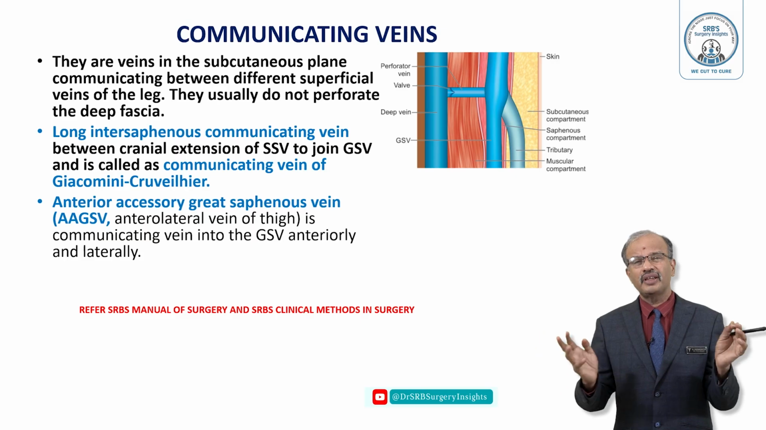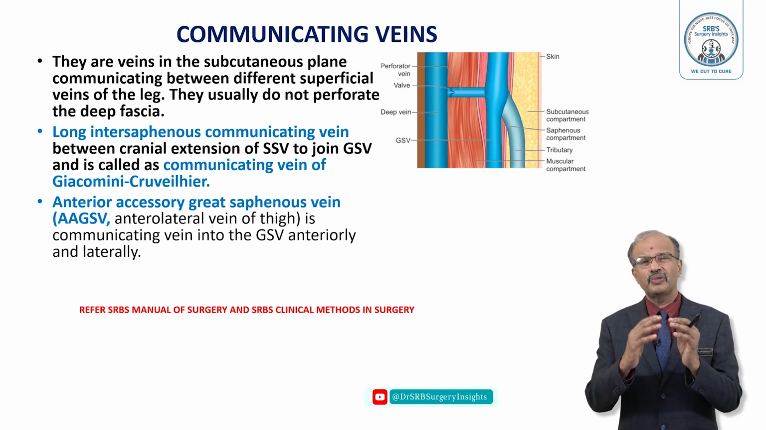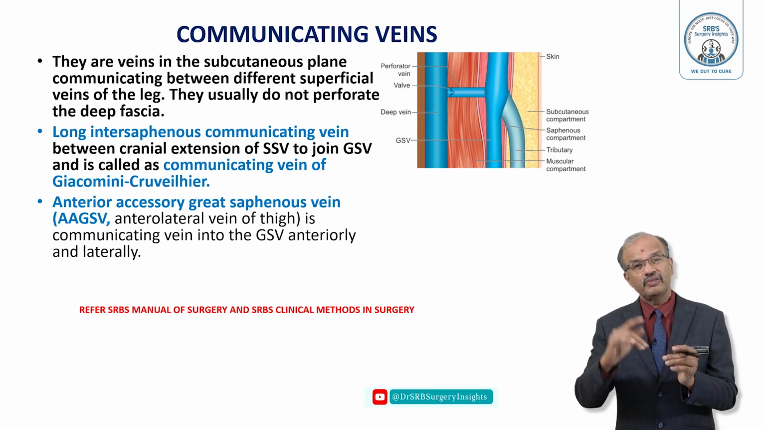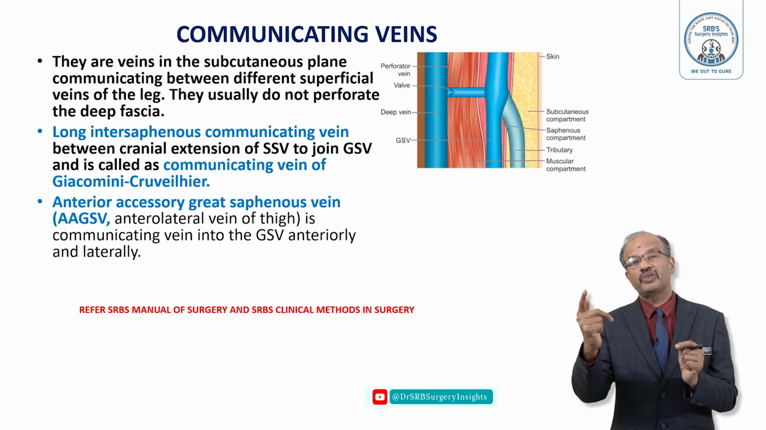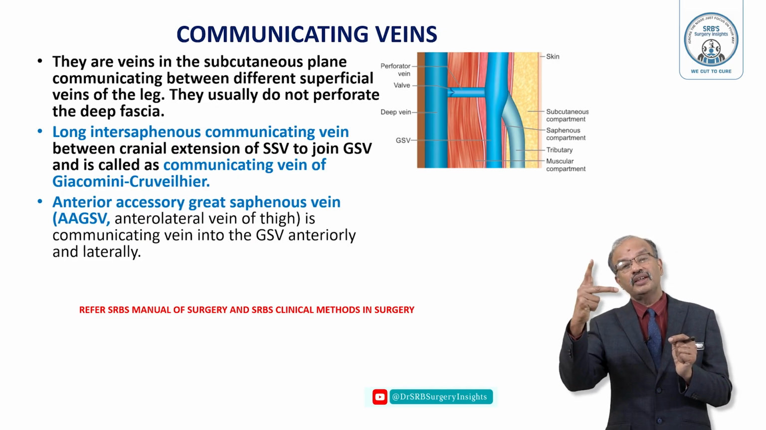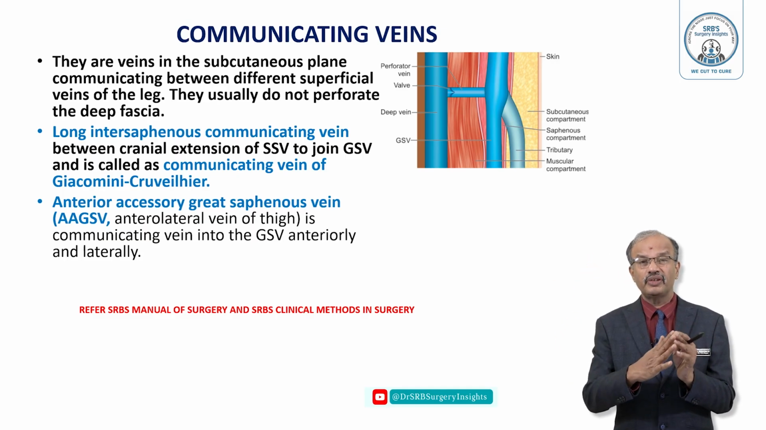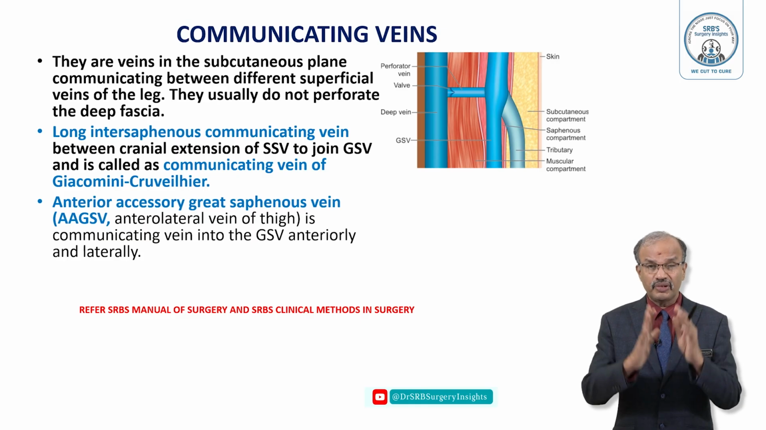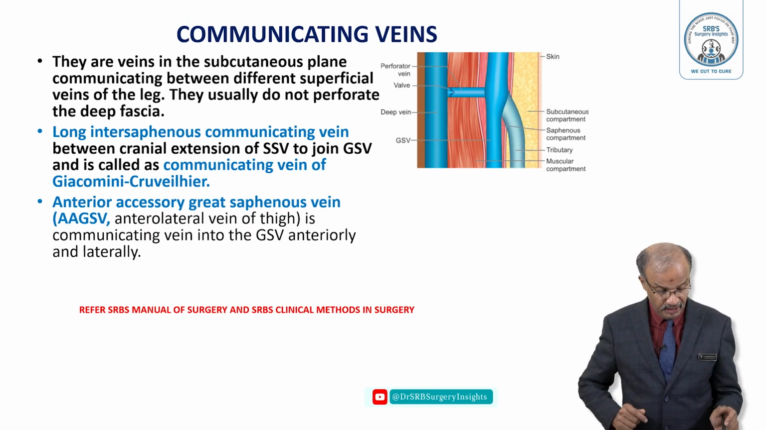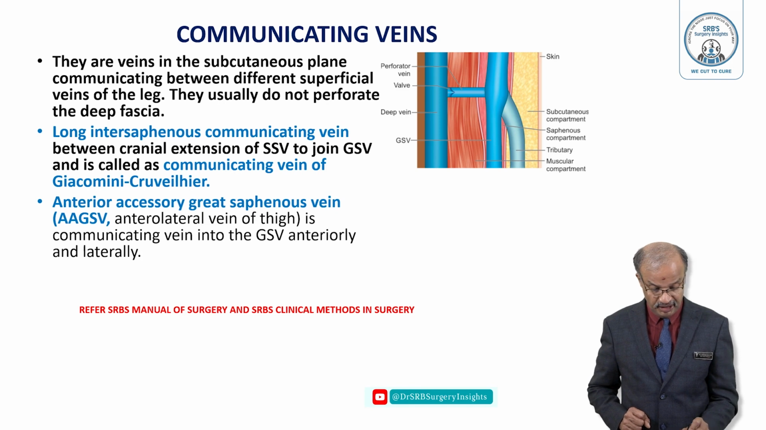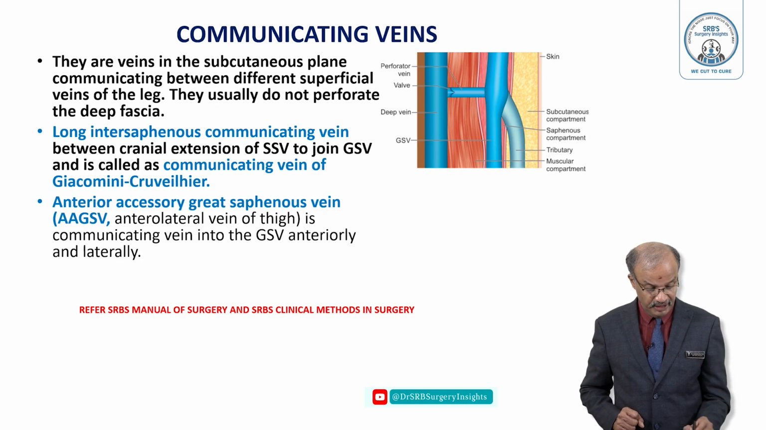The different names and different types are there. I'm not going to detail it; that is there in my book. For example, short saphenous vein to long saphenous vein is very common. Across the thigh and medially also, from different veins. They are called communicating veins. So terminology and meaning are most important. All these are communicating veins: accessory, anterior accessory great saphenous vein. I'm not going to detail.